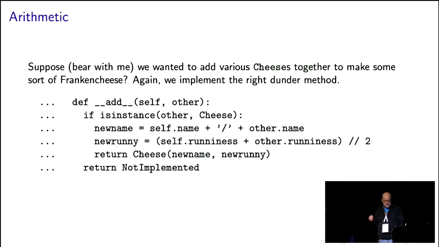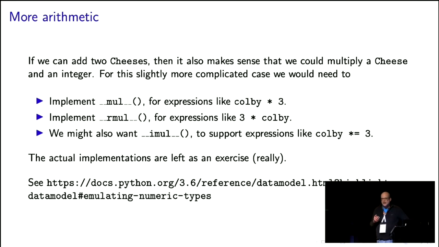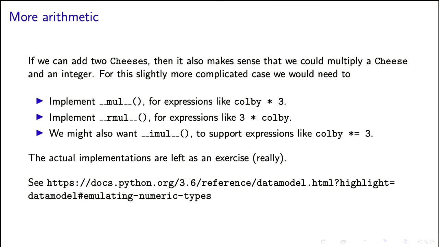Now, once we've implemented addition, again, we could say, if you can add, multiplication is just repeated addition. So we could talk about multiplying cheese here. You might think I'm going off the deep end here, and you're probably right, but it's useful at least as an example. This situation is a little bit more complicated, because now we're multiplying things together of two different types. So if I implement __mul__ for multiply, then that will handle expressions where I have cheese on the left and an integer on the right, because that's how I'm going to implement multiply. Just say I can multiply a cheese times an integer.